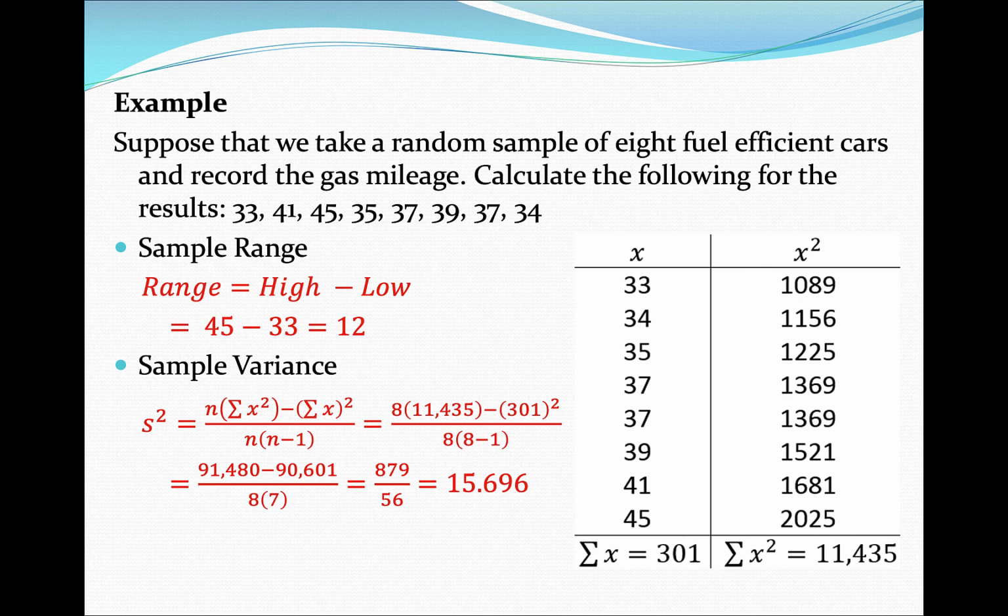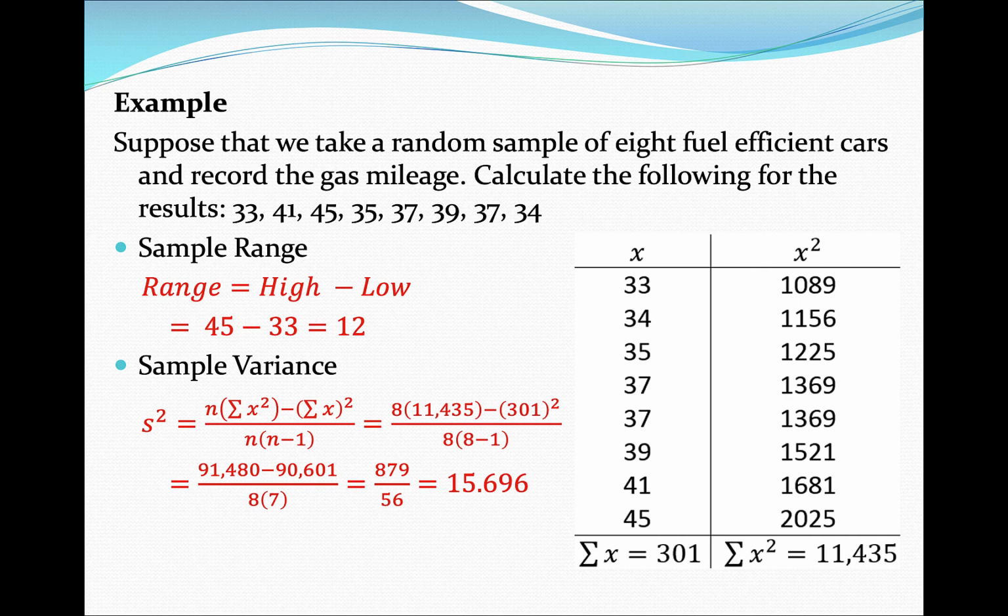Okay, so let's talk a little bit about what this value tells us and what it doesn't tell us. It's hard to interpret because it is in squared units. So this is not the value that we typically interpret because this is not in the same units as the original data. This actually tells us that the average squared distance between the data points and the mean is 15.696. But the fact that it's squared makes it really difficult to interpret.